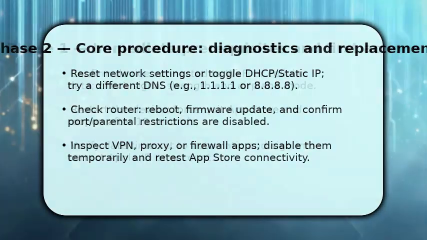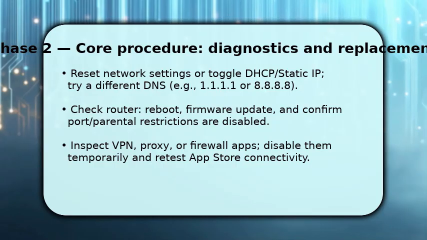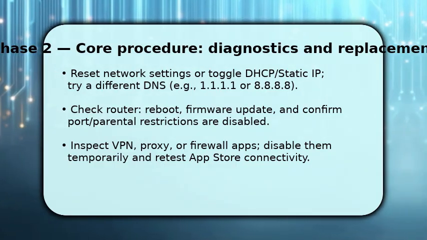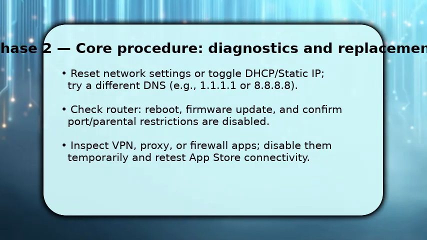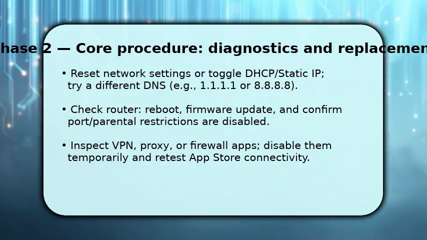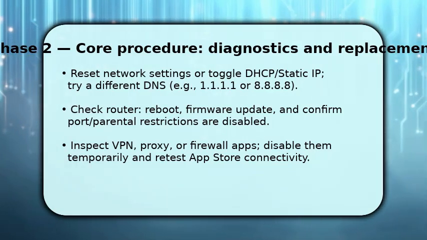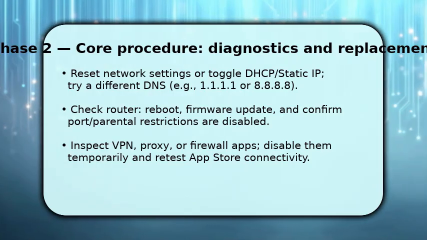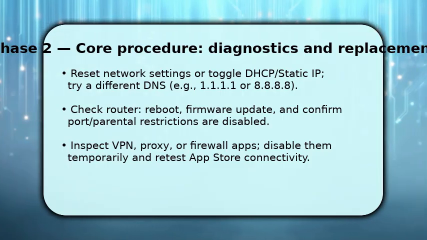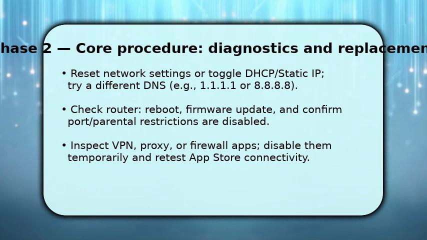Next, you run deeper network checks to isolate the issue. Start by resetting network settings or switching DHCP versus static addressing, then try alternate DNS like 1.1.1.1 or 8.8.8.8 to bypass resolver problems. Once done, reboot the router and verify firmware and look for parental controls or port blocks that could impede App Store traffic. Also disable VPNs, proxies, or firewalls temporarily. These often intercept or drop secure connections.